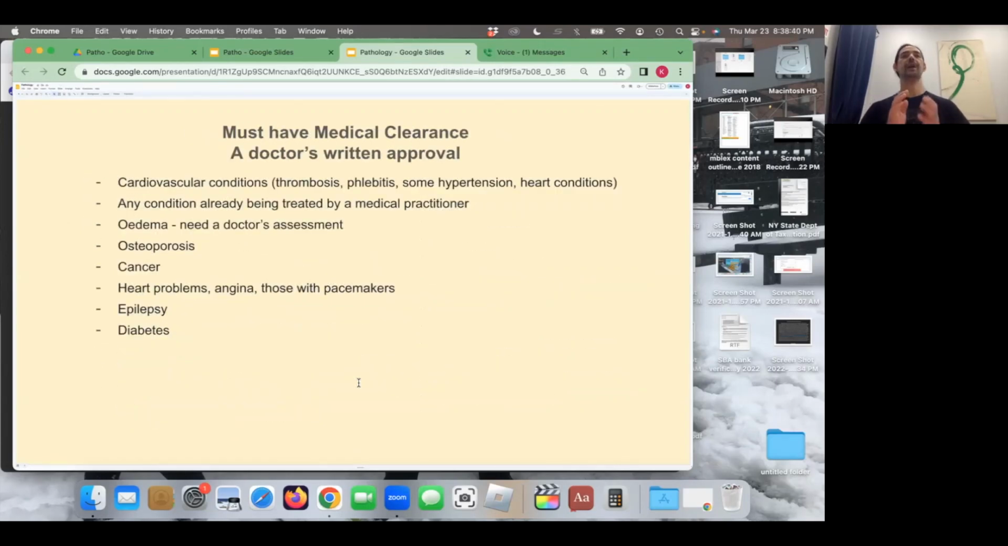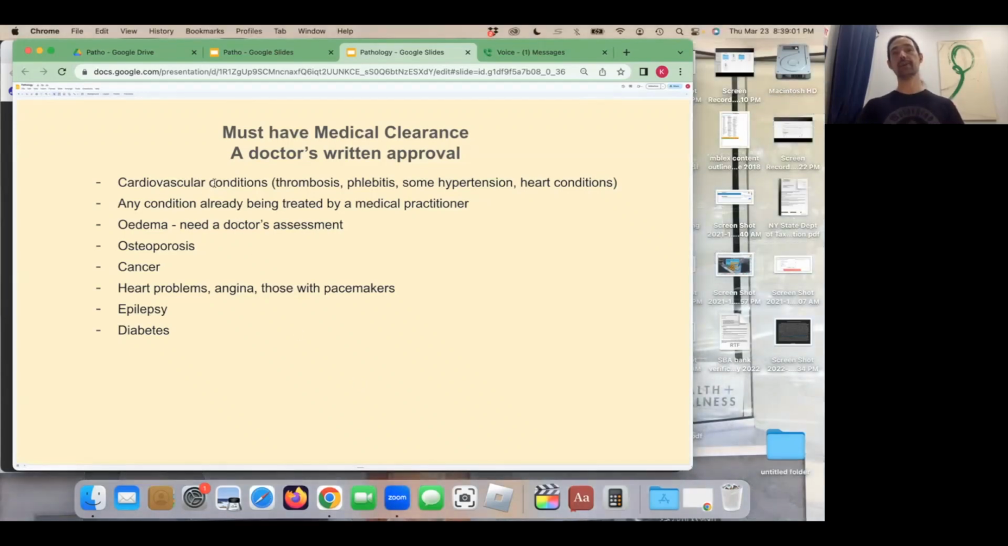So some things that you absolutely have to get a doctor's written approval for. You have to have medical clearance. This is for the MBLEX, right? So on the MBLEX, they're going to ask you, do you send this person away? Do you treat this person anyway? Do you have this person call their doctor? Hopefully we're going to get into a couple questions like that tonight when we do the AMTA questions.